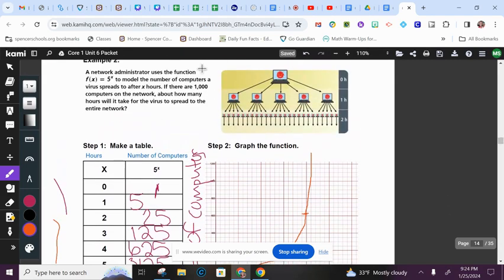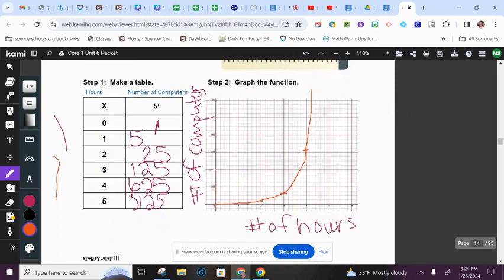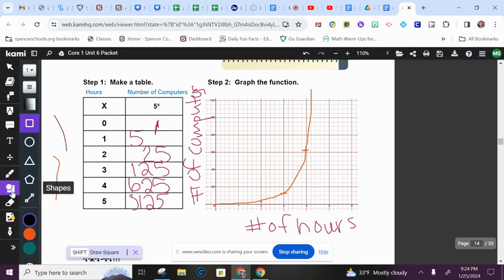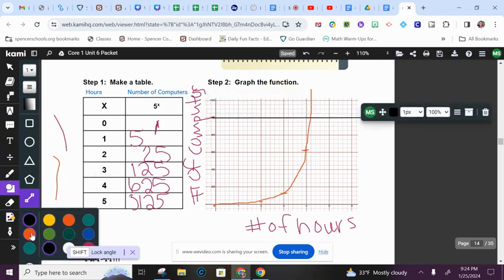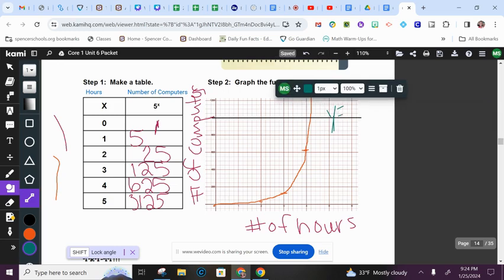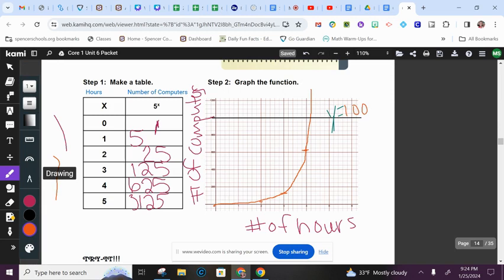So the question is, if there are 1,000 computers in the network, about how many hours will it take for the virus to spread to the network? So if we go to 1,000, which is this line right here, I'll make a quick line here, graph where y equals 1,000, and I'll label that y equals 1,000. Okay, because that's what this is.